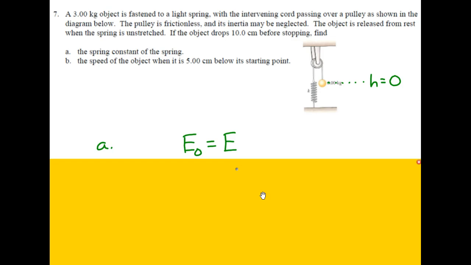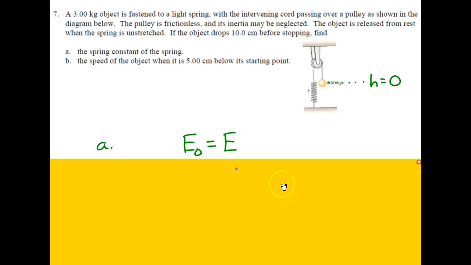Let's run through our 3 forms in both initial and final state. Initial state, anything moving? No, dropped from rest. Spring stretched or compressed? No, it's unstretched at this position. Is the object a height above the base level in a gravitational field? No, it is not, because we've established this as the base level. So our initial mechanical energy is 0. All three forms are 0.